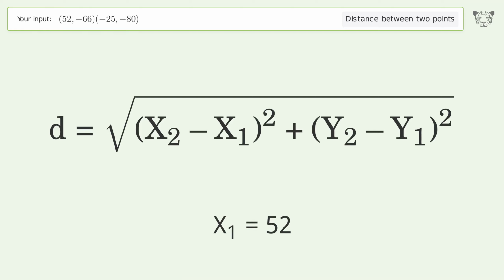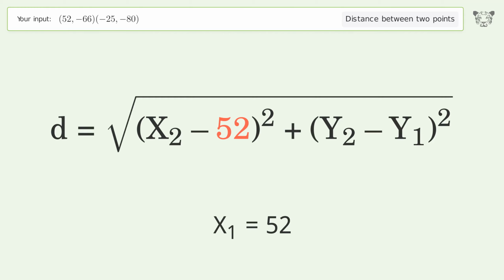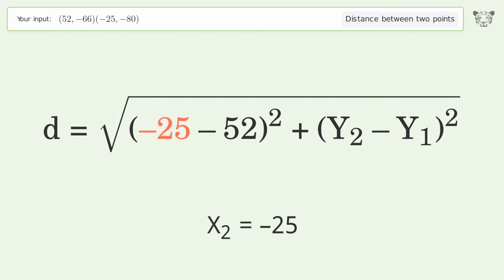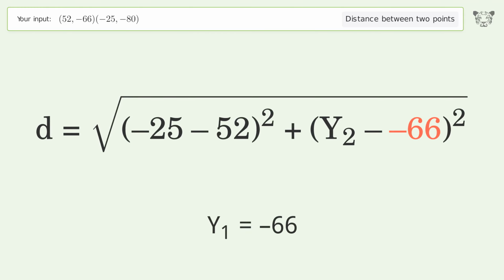x1 equals 52. x2 equals negative 25. y1 equals negative 66. y2 equals negative 80.